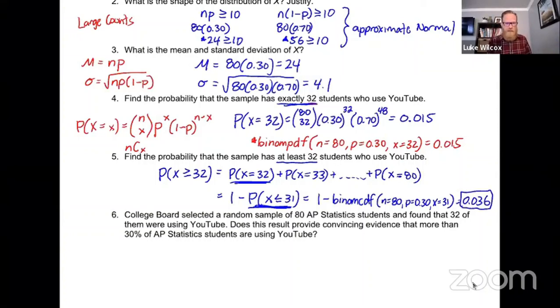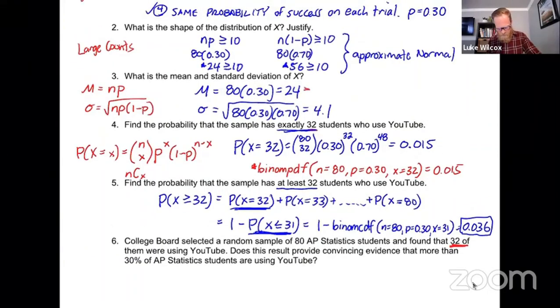Number 6 says, College Board selected a random sample of 80 AP Stat students and found that 32 of them were using YouTube. Okay, let's just pause for a second here and think about this. They took their sample of 80, they got 32. Well, how much were we expecting them to get? If I look back up here at my expected value or my mean, we expected them to get 24. So 32 seems a little bit high, which maybe gives us some evidence that the true value might be higher than 30% for the whole population.